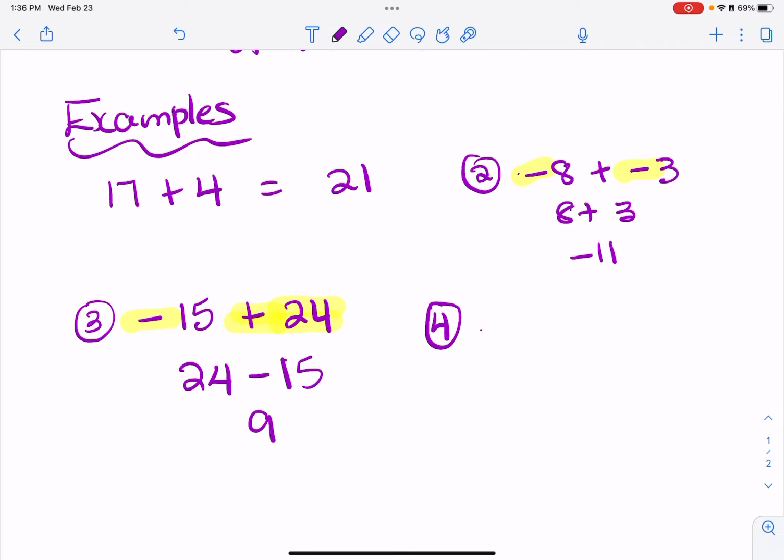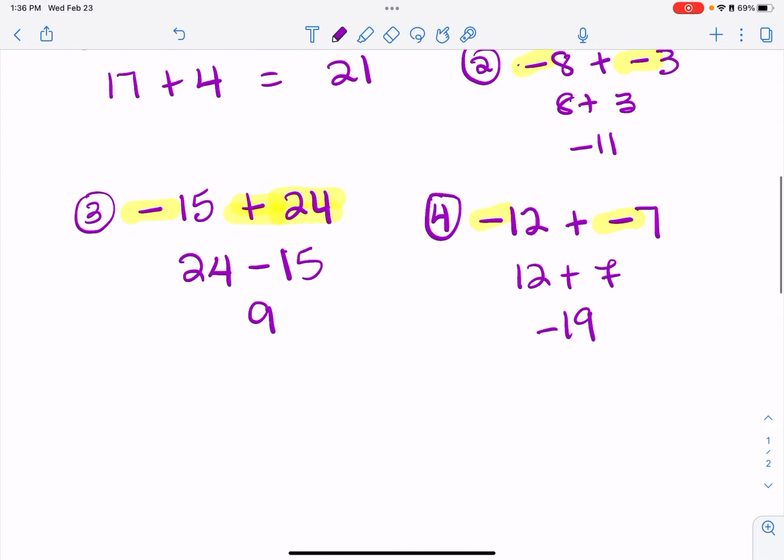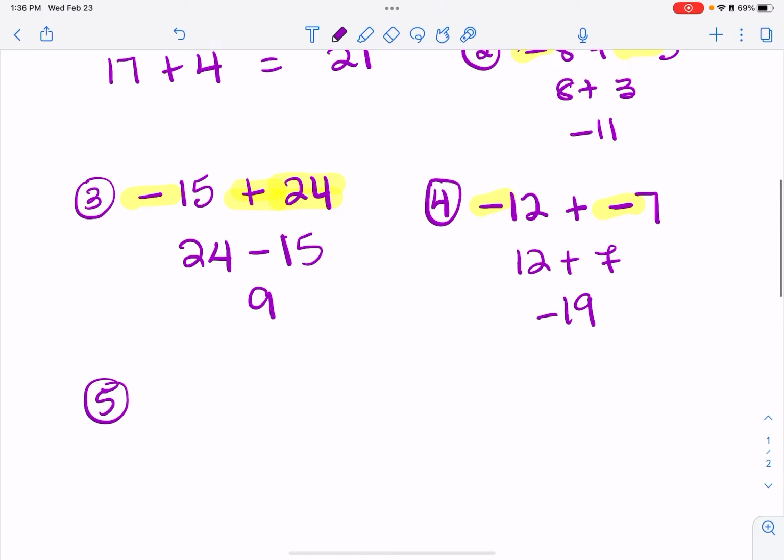Let's look at negative 12 plus negative 7. Notice I have two negative signs. This goes back to the first rule, which would be add and keep the sign. Let's go back to the second rule. The second rule is when my signs are different.